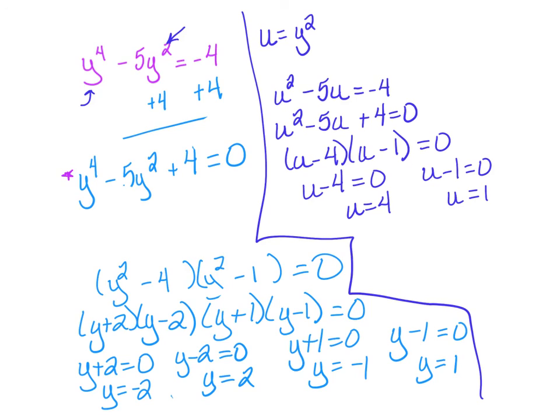Now, we know that u equals y squared. So now I am going to take my u equals 4 and I'm going to make it y squared equals 4. And then instead of u equals 1, I'm going to have y squared equals 1. So when y squared equals 4, my y is plus or minus 2. When y squared equals 1, my y is plus or minus 1. Okay? Now that is one way to do it. And, you know, we had 2 different ways. So you can choose whichever way that you want to do it.